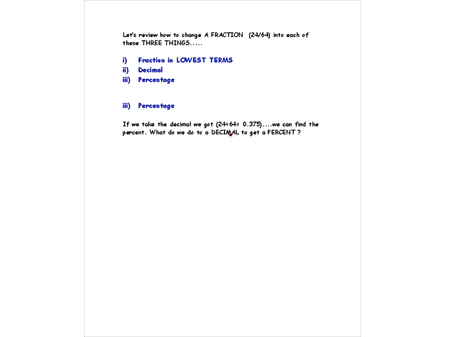Now we got to get it as a percent. Now if we take the decimal we got, 0.375, we can find the percent. But what do we have to do to any decimal to get a percent? You have to multiply a decimal, divide it. If so, by what number?